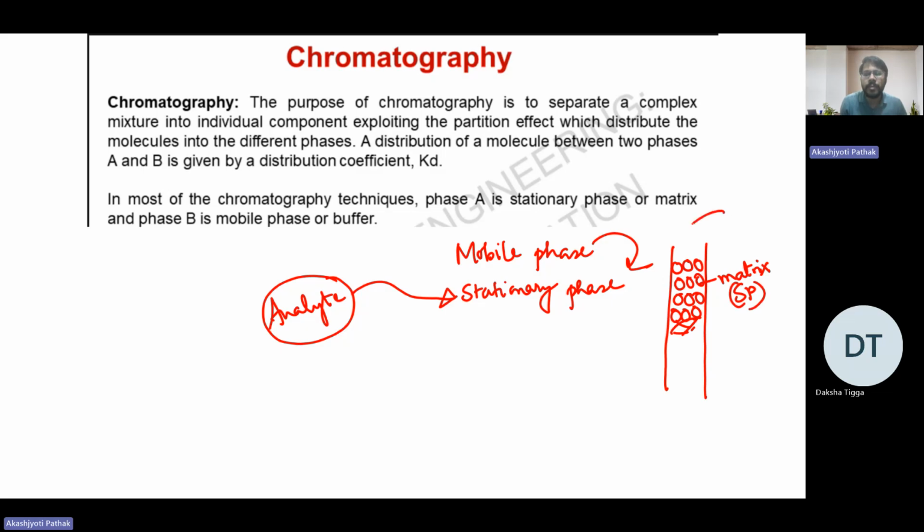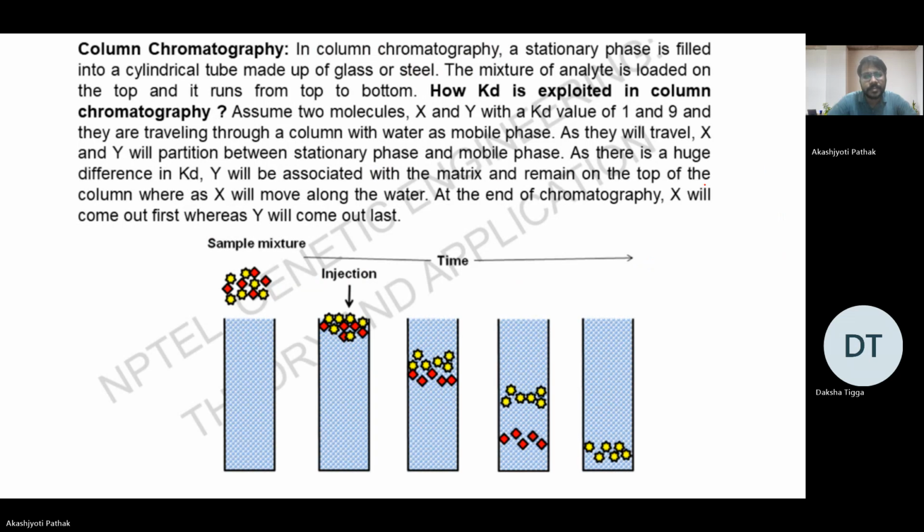Okay, now you will pass the mobile phase through this stationary phase. Okay. Now, depending on the partition coefficient or the distribution coefficient, that is, the ability of the analyte to be distributed in phase A or phase B, your protein or your molecule will get eluted. So phase A is the stationary phase or matrix, and phase B is the mobile phase or buffer. You have a buffer. So this buffer is your mobile phase basically. Okay. So now column chromatography.